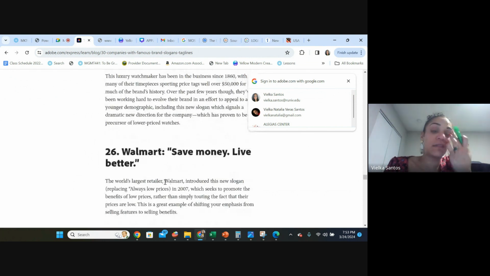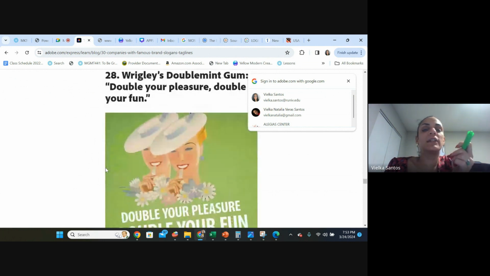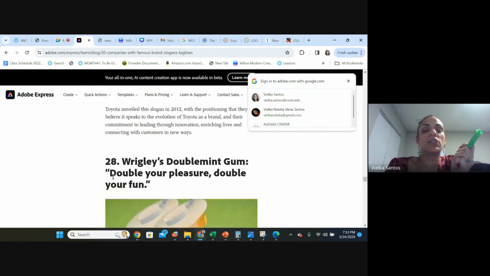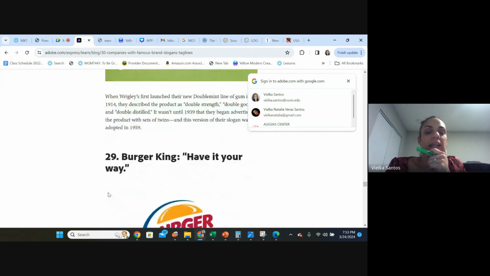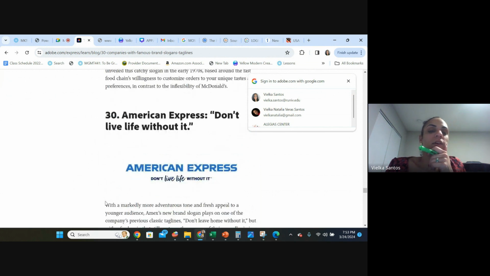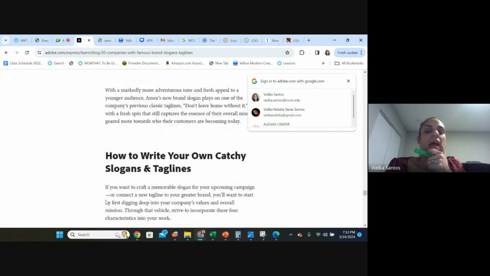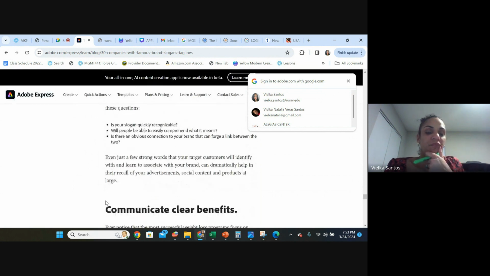Here, Walmart: save money, live better. Toyota: let's go places. Wrigley's Doublemint gum: double your pleasure, double your fun. Burger King: have it your way. American Express: don't live life without it. And etc., etc.